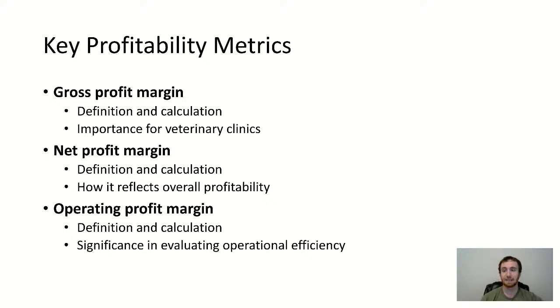Operating profit margin will focus on operational efficiency by measuring the proportion of revenue left after paying for variable costs of production. Lights, water, all kinds of different things go into this, but it's calculated by dividing operating profit by total revenue. A higher operating profit indicates better control over your operating expenses.